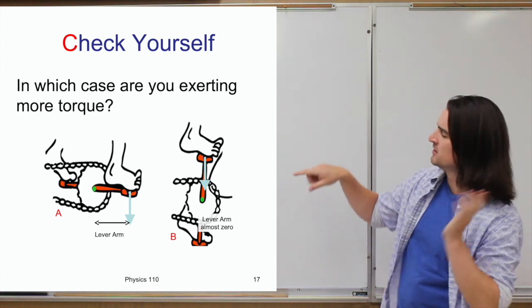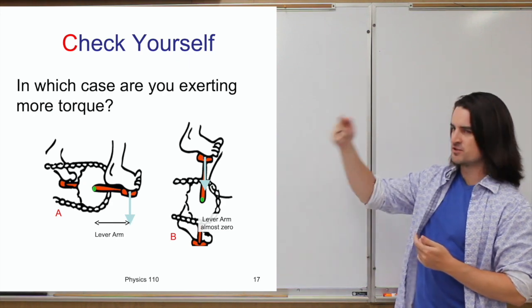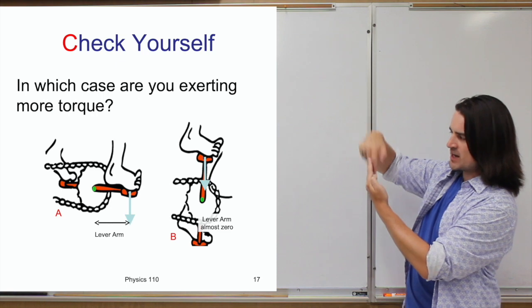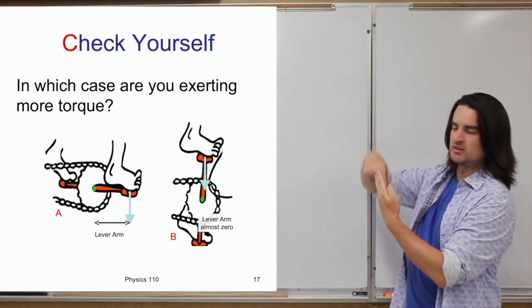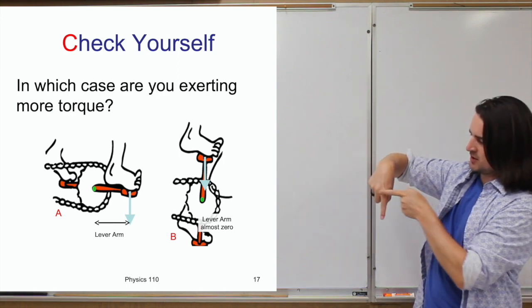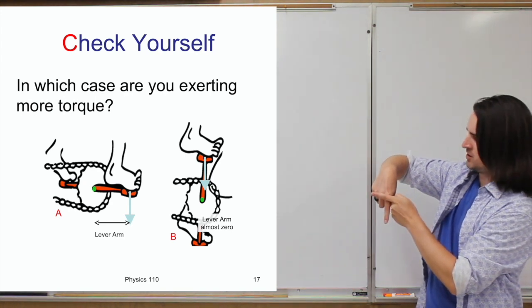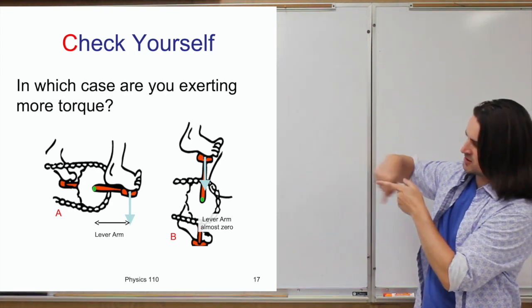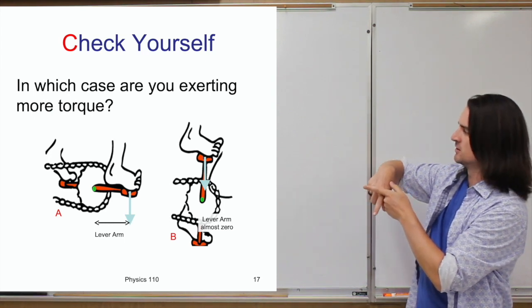In the case of A, you're pushing on the bicycle pedal, trying to get it to rotate around this circle, and that force is exactly in the direction that's tangent to the circle. So your force is already at a 90-degree angle to a radius that you would draw from that axis of rotation. So basically that's the maximum amount of torque that you're going to put on this bicycle gear.